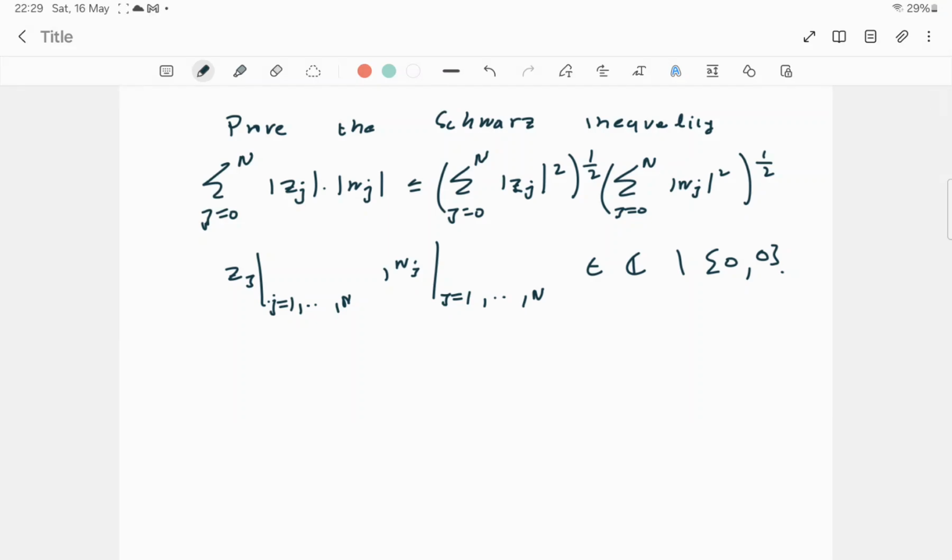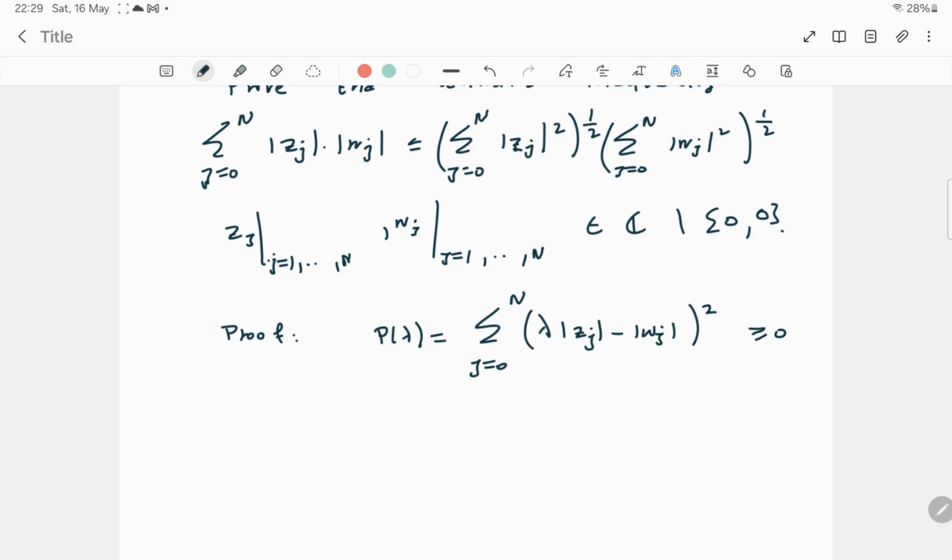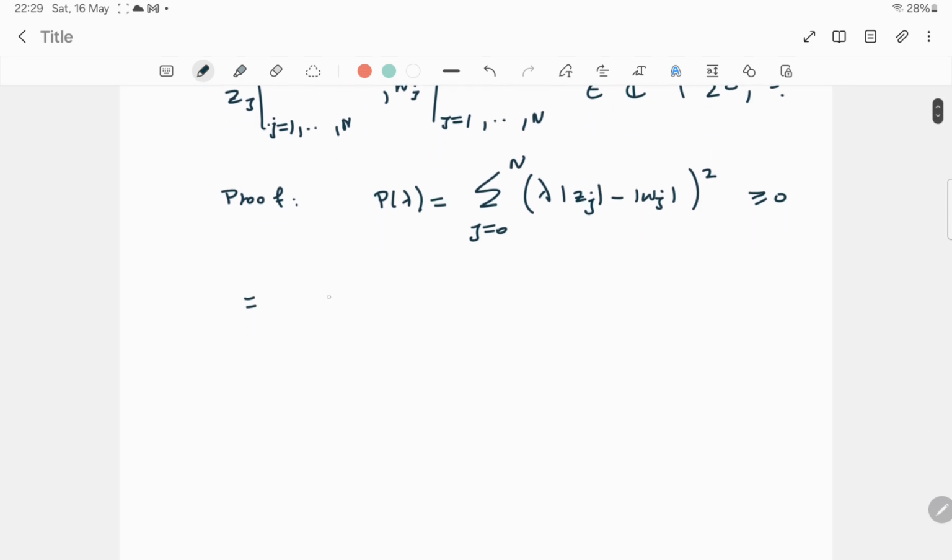In this video we're going to prove the discrete Schwarz inequality for complex valued sequences. We start with a polynomial p(λ) equals the summation from 0 to n of (λ|zj| − |wj|)^2, and this is bigger than or equal to 0. So let's expand this.